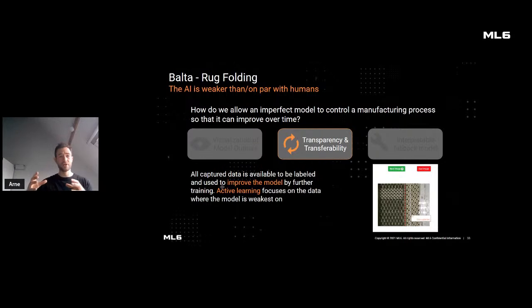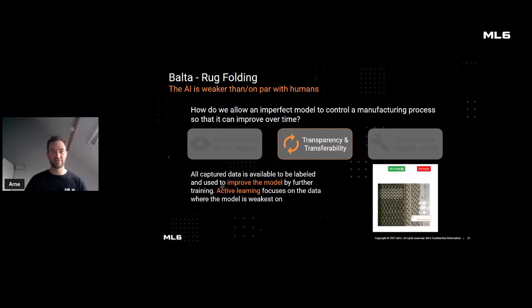Because on the line, we are continuously collecting data. The data is then uploaded to the cloud, where it can be labeled according to the priority of how bad our model was on this data. The model is retrained, and if it is accepted according to its metrics, then it is pushed back down to the manufacturing line. But very important here is transparency and transferability.